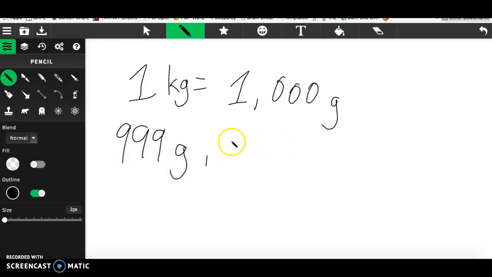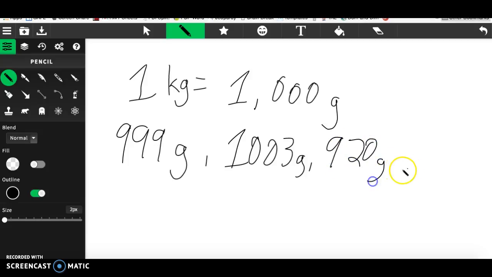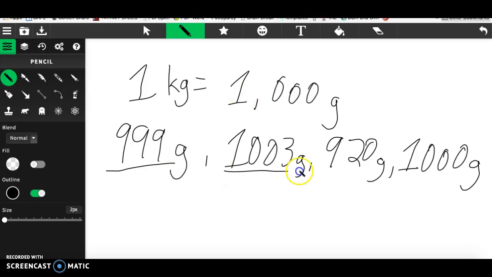We have another trial that says 1,003 grams. Our third trial says 920 grams. Whoops, that one wasn't very good. And then our last one, we finally get exactly 1,000 grams. Now, when we're talking about accuracy, it's how close we are to perfect. So 999 is only one off. That's pretty close. 1,003, that's pretty close. And 1,000 grams, dead on. So these three are all accurate.